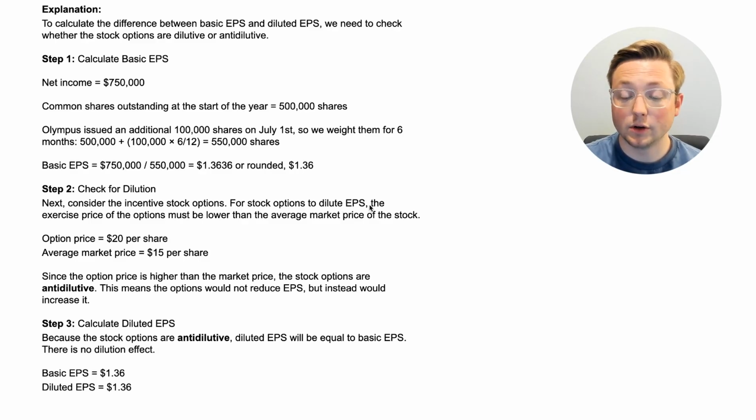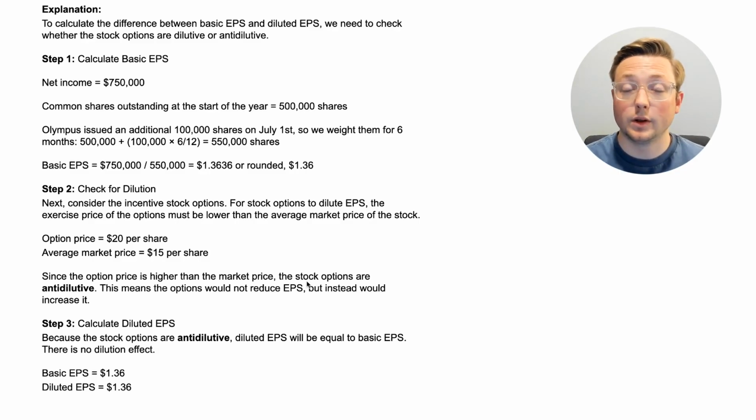For stock options, to dilute EPS, the exercise price from the options must be lower than the average market price of the stock. The option price here is $20 per share. The average market price is $15 per share. So in this case, since the option price is higher than the market price, the stock options are anti-dilutive. This means the options would not reduce EPS, but instead would increase it. Because if the option price is higher than the average market price, that is going to raise earnings per share, and that's not dilutive, that's anti-dilutive.